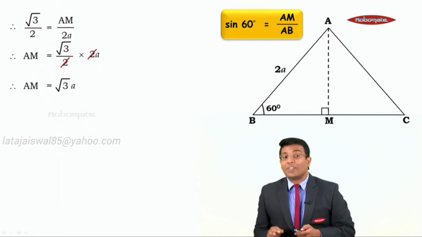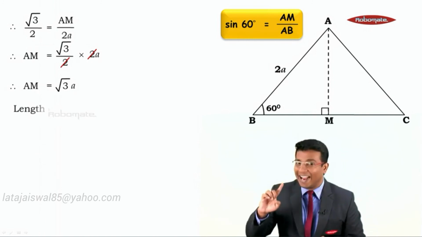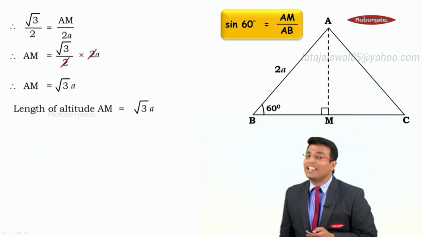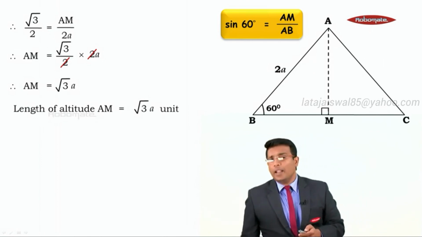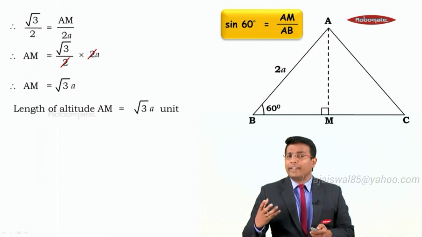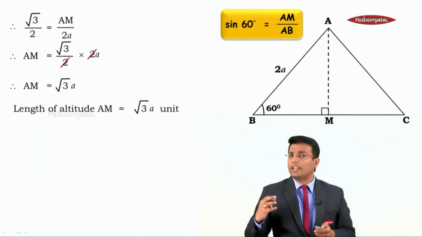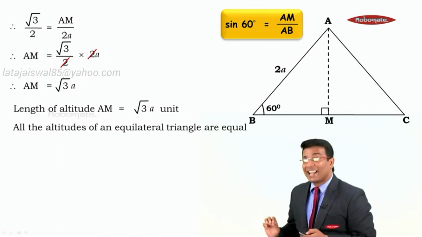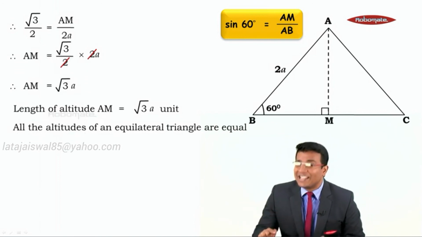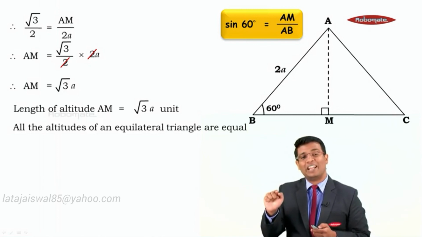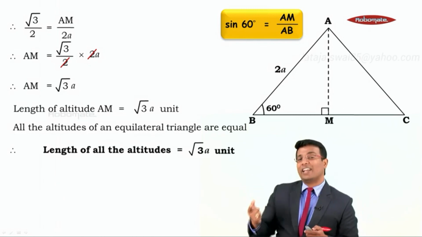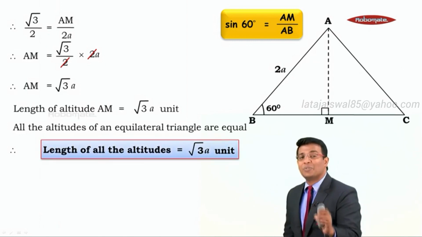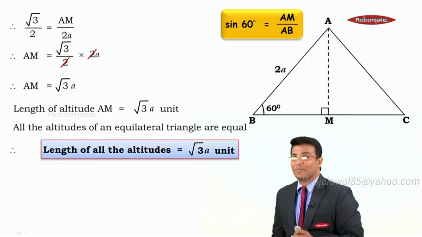We got the length of AM. What is AM? AM is one of the altitudes. So what we get is length of altitude AM is equal to root 3A unit. But we are supposed to find the length of all the altitudes in that equilateral triangle. There are 3. But you know what? All the altitudes of an equilateral triangle are equal in length. That means each altitude is of length root 3A unit. So that is the final answer we write. So the length of all the altitudes of an equilateral triangle here is equal to root 3A unit. And that's the sum. Easy, right?